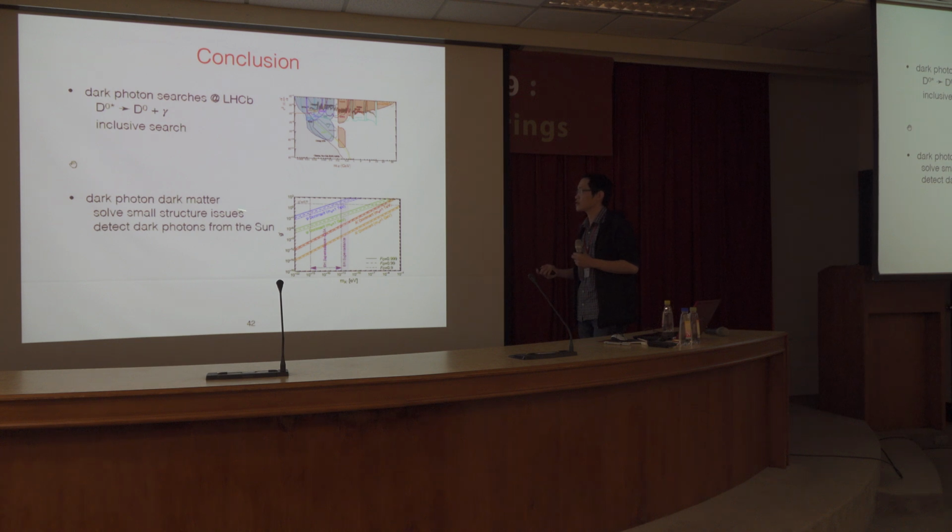The second part of the talk is about dark photon dark matter, and I mentioned that even for masses not as low as 10 to the minus 22, you can still solve the small structure issue by introducing two-component dark matter: one is the dark electron, the other is the dark photon. And I showed some preliminary results on how to detect the dark photon from the sun. That's it.